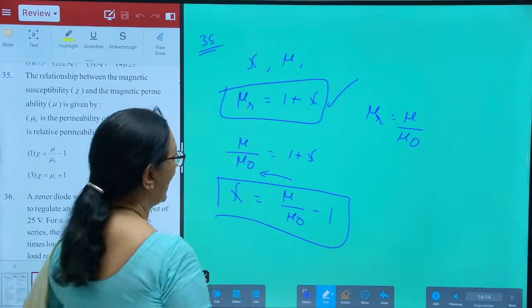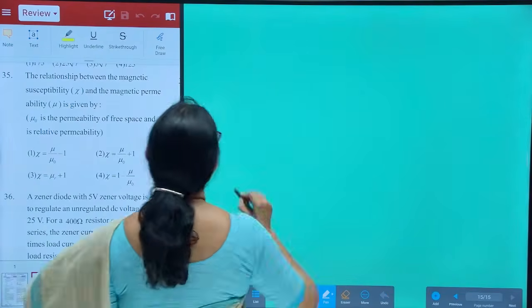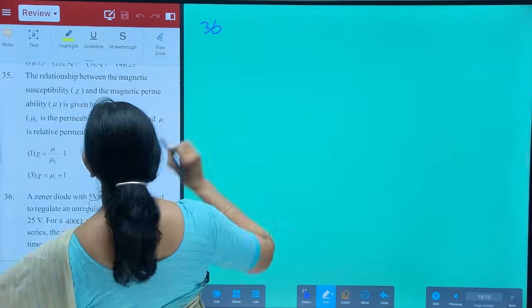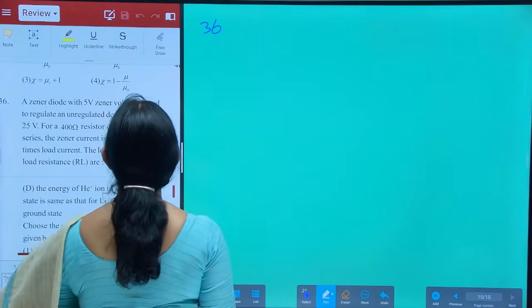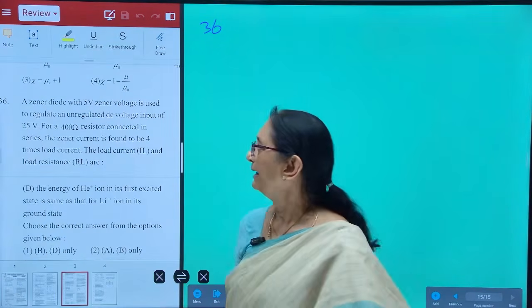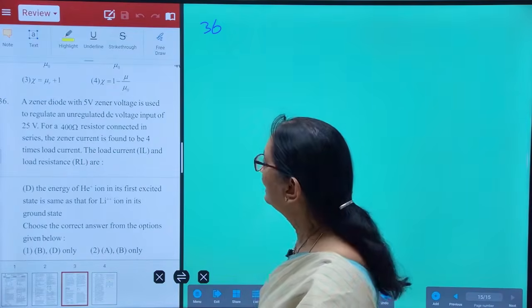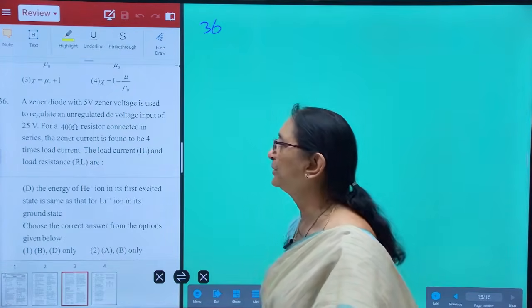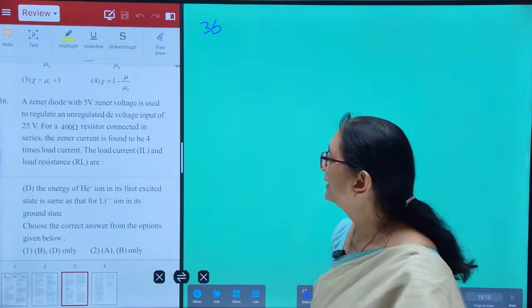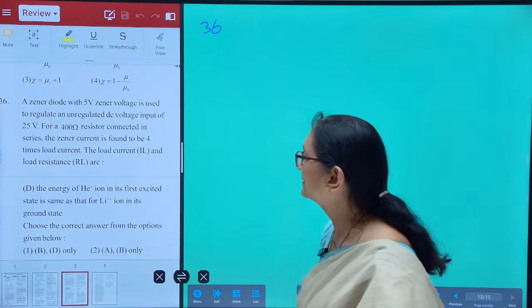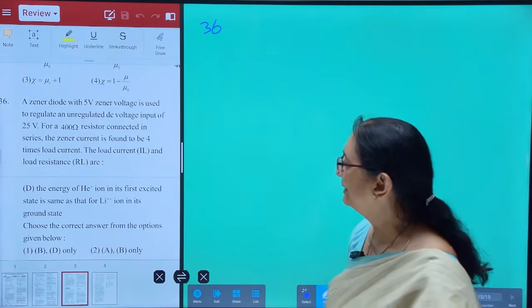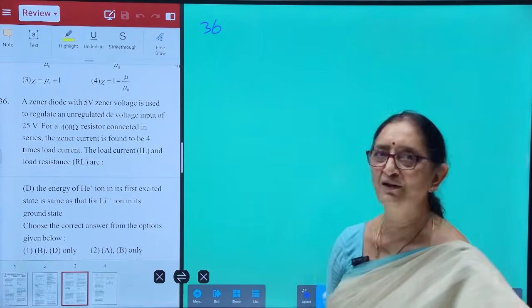Okay. Now let us go to question number 36. A Zener diode with 5 volts Zener voltage is used to regulate an unregulated DC voltage input of 25 volts. For a 400 ohm resistor connected in series, Zener current is found to be 4 times the load current. What is the load current? What is the load resistance?